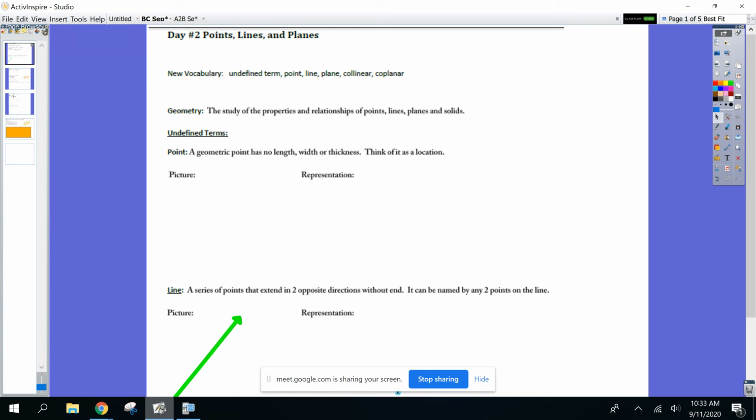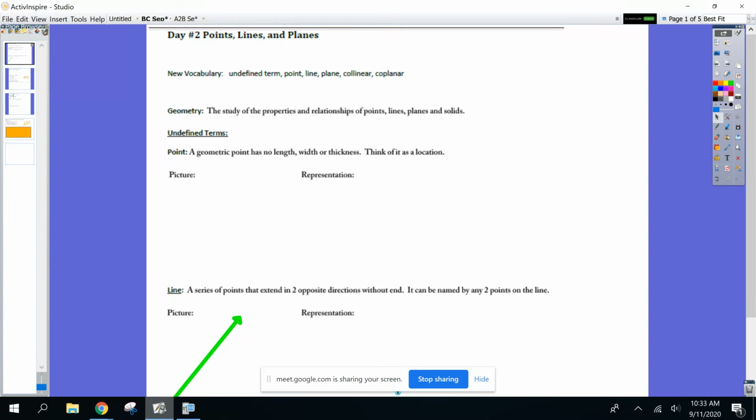Please do me a favor. Do not memorize the definitions. Please don't do that. I am never going to ask you for a definition on a test or quiz. What I need you to do is, can you draw a picture of it, and can you write it mathematically?